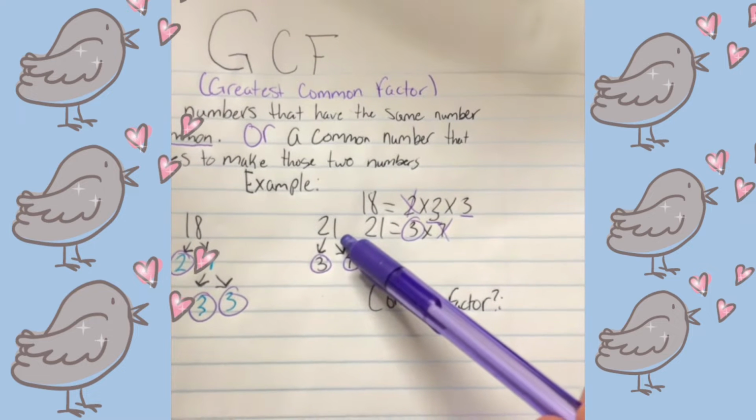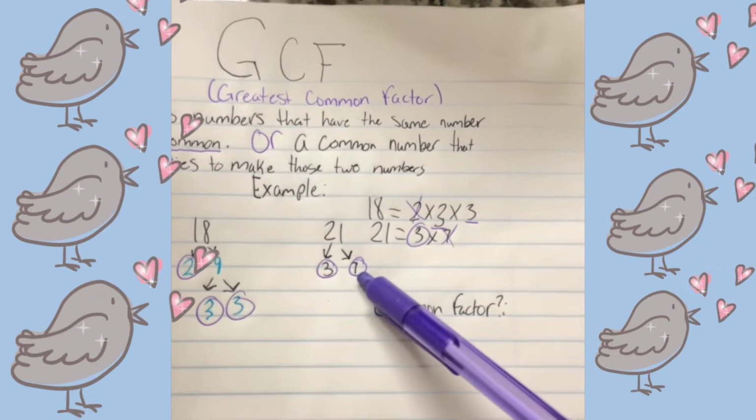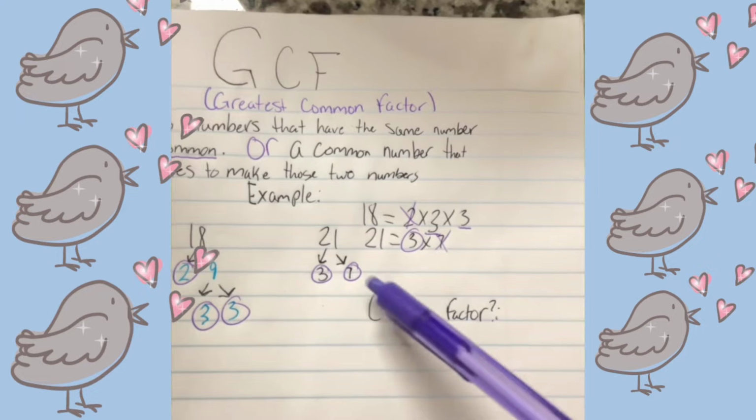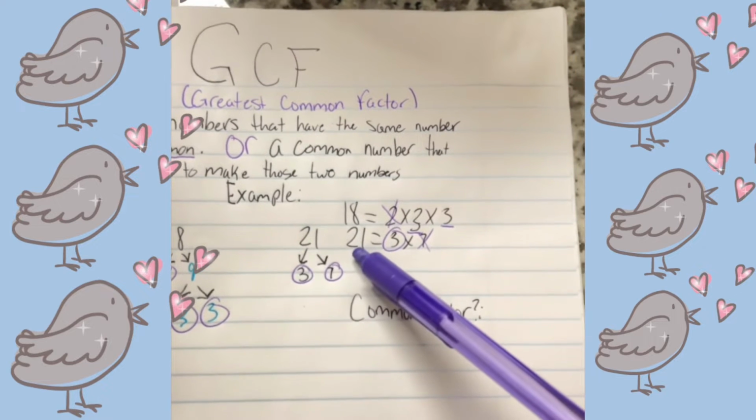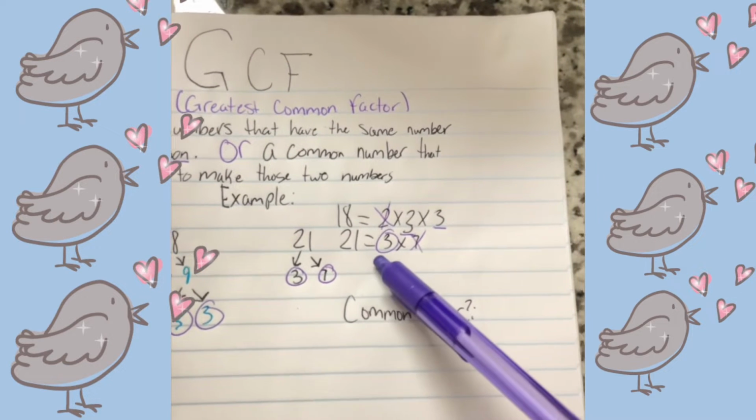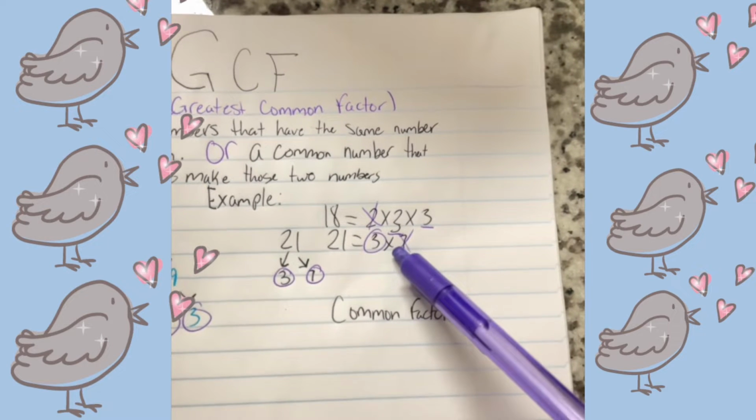Then you have 21. 21 goes into 3 and 7. I circled both of those numbers because they are prime. I put them next to the 18 or underneath. I put equal to 3 times 7.